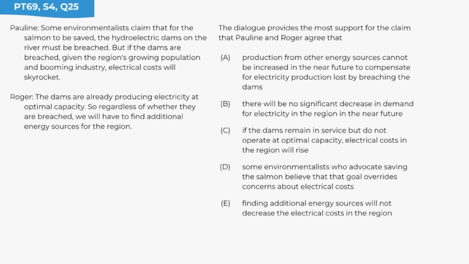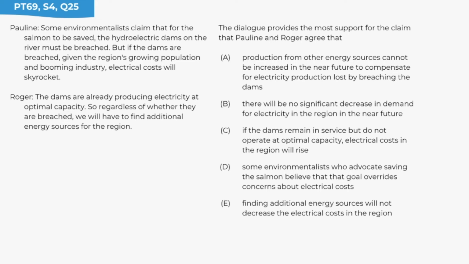Roger's saying the dams are already producing electricity at optimal capacity. So regardless of whether they are breached, we will have to find additional energy sources for the region. Okay, so Roger's basically saying, hey, we're going to have to find additional energy sources anyways. Okay, so what do these two speakers agree with each other about? Well, they're agreeing that there's a need for electricity, that there's a certain demand for electricity. They agree about the demand that's currently being placed on electricity, or maybe even about the demand that will continue to exist in the near-term future.